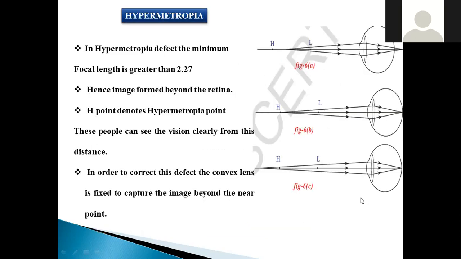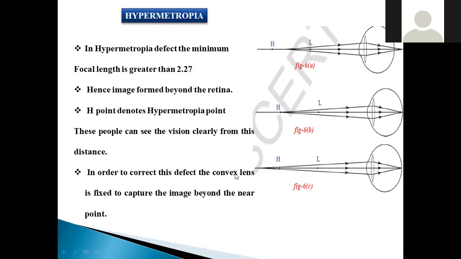Here, three different conditions are provided to you. H point is there, that is the hypermetropia point. At this hypermetropia point, what happens? The object picture falls away from the retina. So behind the retina, you can concentrate this image picture in case of hypermetropia. If the object is present away from this hypermetropia point, the picture directly falls on the retina and you can see it clearly.